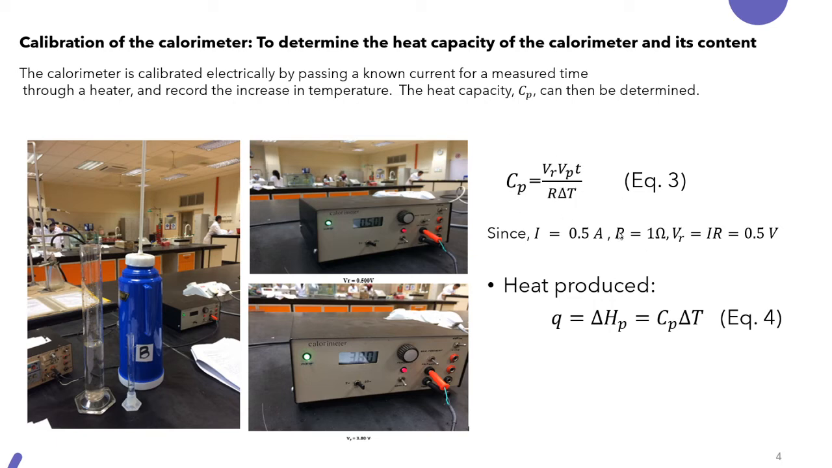Once you have the value of Cp, then you can use this equation, which you have also seen before in year 1, in which heat is equal to the change in enthalpy at constant pressure, which is equal to Cp times the temperature change. So once you have done the calibration, you will actually do the rest.